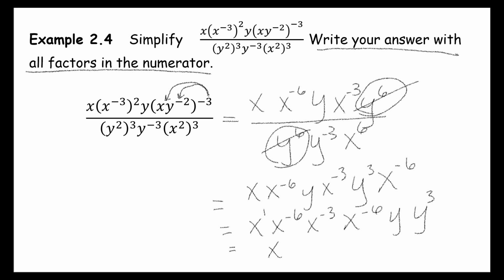The exponent here is 1. So for my x's, I've got x to the 1 minus 6 minus 3 minus 6. And for my y's, I've got 1 plus 3. I can add the exponents on my like bases. And so I've got 1 minus 6 is -5, minus 3 is -8, minus 6 is -14. So the exponent on x is -14, and then y to the 4th power.